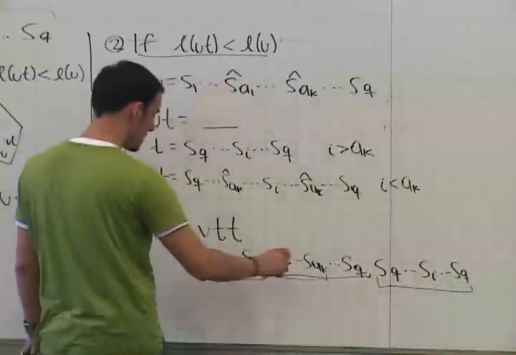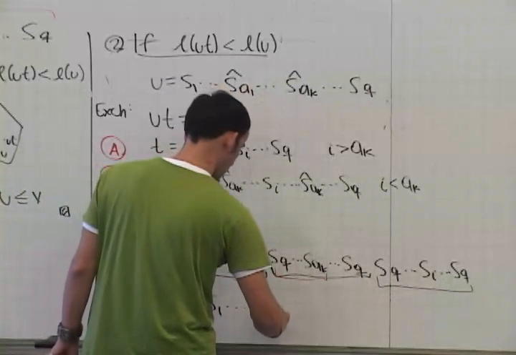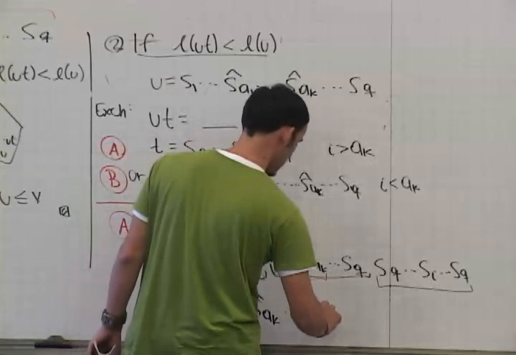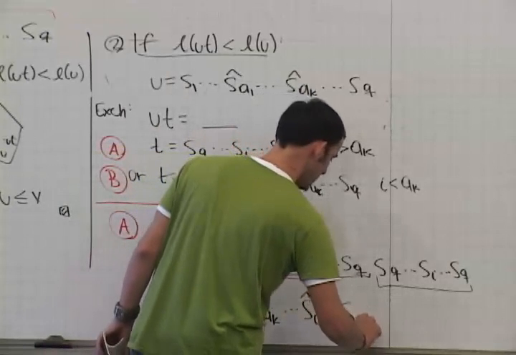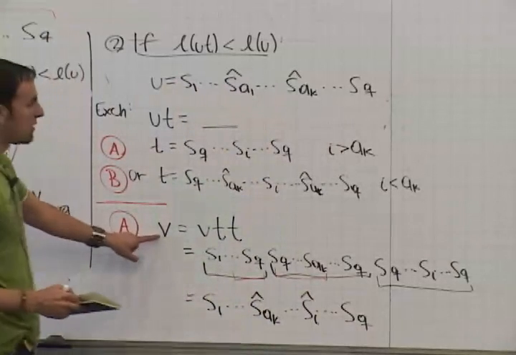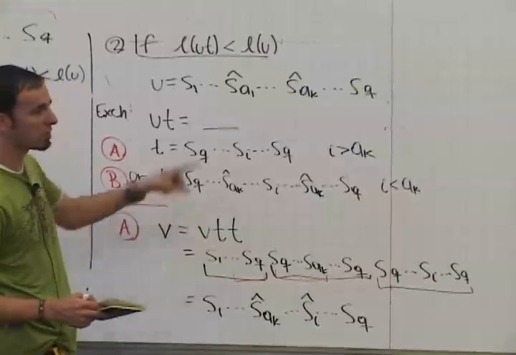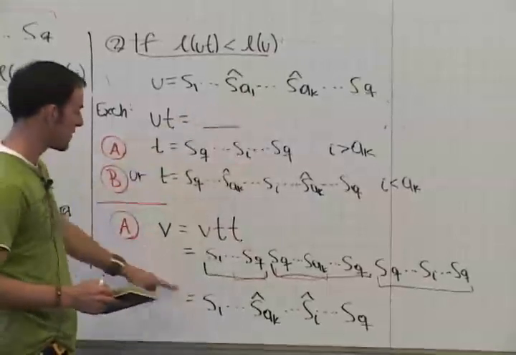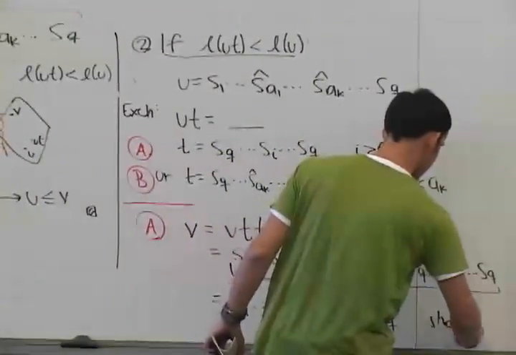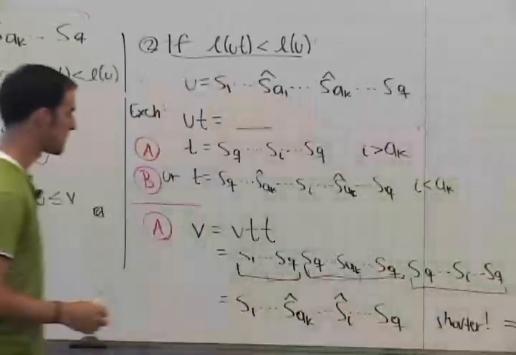So if you do this carefully, what you get is S_1, then you see that A_K is missing, then you see that S_I is missing, and then you get to S_Q. Okay? And this is a contradiction because I assumed that V had length Q. I assumed that that was a reduced word for V, and this one is shorter. Contradiction.